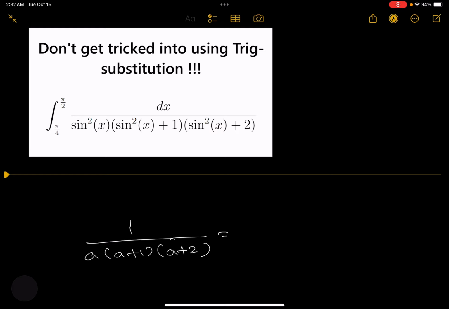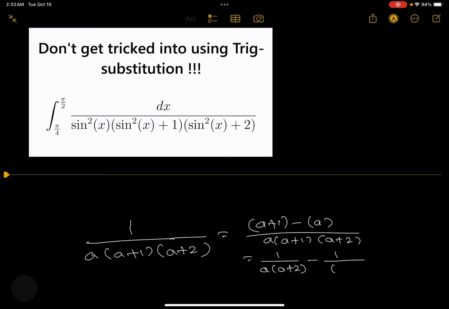So let's do that. You can use, let's say, the cover up rule or any other standard way to break this into partial fractions, but I will use the following way. I will introduce a plus 1 minus a in the numerator first, right? And after that, if I cancel with a plus 1, I will get a plus 2. Over here I get 1 by a plus 1, a plus 2, right?